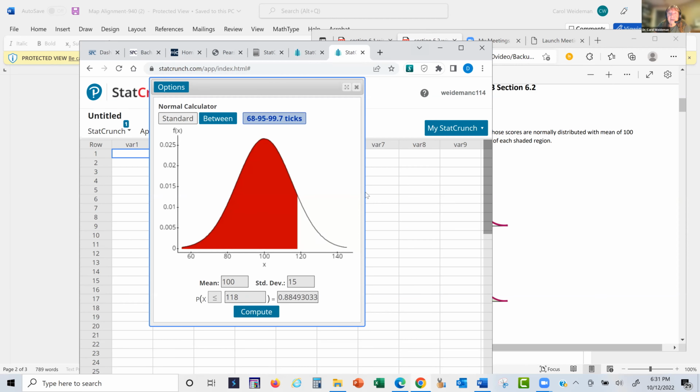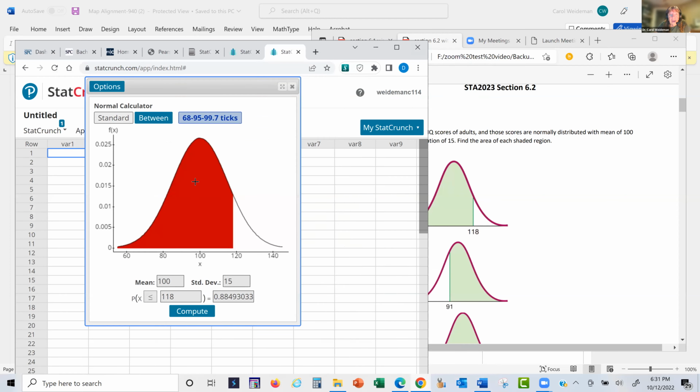And again, you might want to take a look and make sure that the picture you get here looks very similar to the one given to you in the problem. If there's a picture given, there's not always a picture given. And so the probability that a randomly selected adult would have an IQ score less than 118 is about 0.8849.